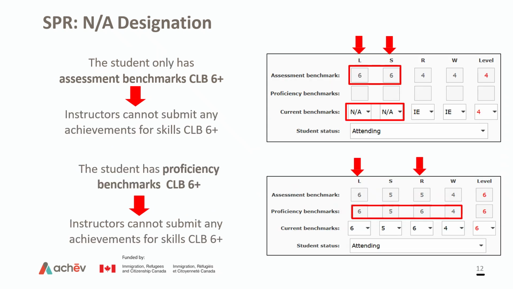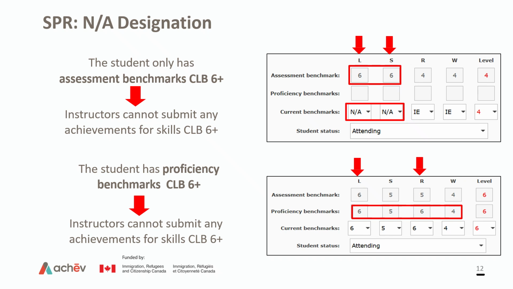Achievements cannot be submitted for any skills CLB6 or higher. When the student only has assessment benchmarks CLB6 or higher, this will show as NA in the SPR. In the first example, the student has the following benchmarks: listening 6, speaking 6, reading 4, and writing 4. Current benchmarks for listening and speaking will show as NA. Instructors cannot submit any achievements for listening and speaking.